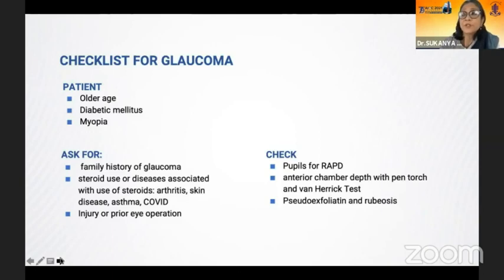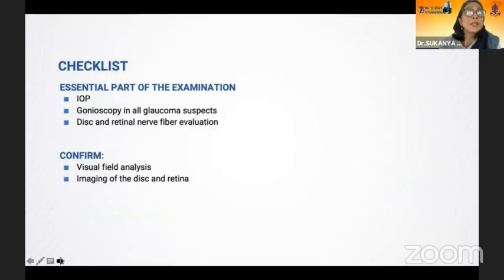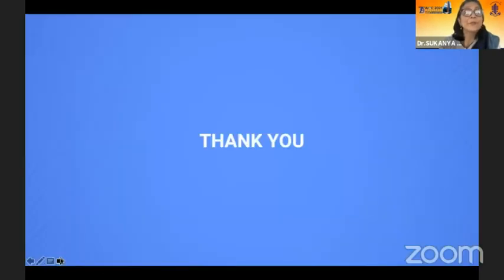Please check for the presence of any relative afferent pupillary defect. Please check for the anterior chamber depth. Please check for pseudoexfoliation and rubeosis. Make intraocular pressure examination, gonioscopy, and disc evaluation an integral part of all of your eye examinations, and confirm by visual field analysis and imaging of the disc and retina.